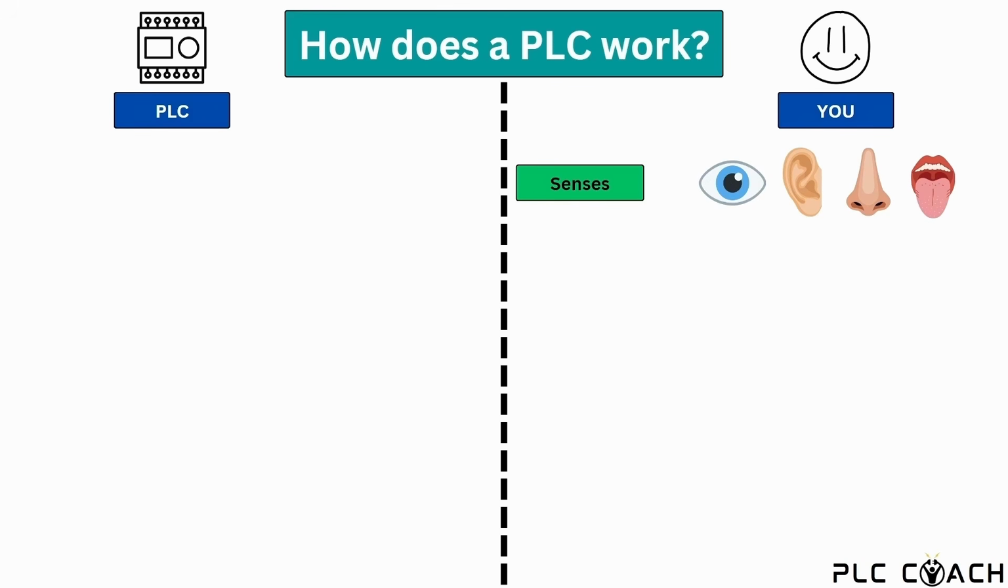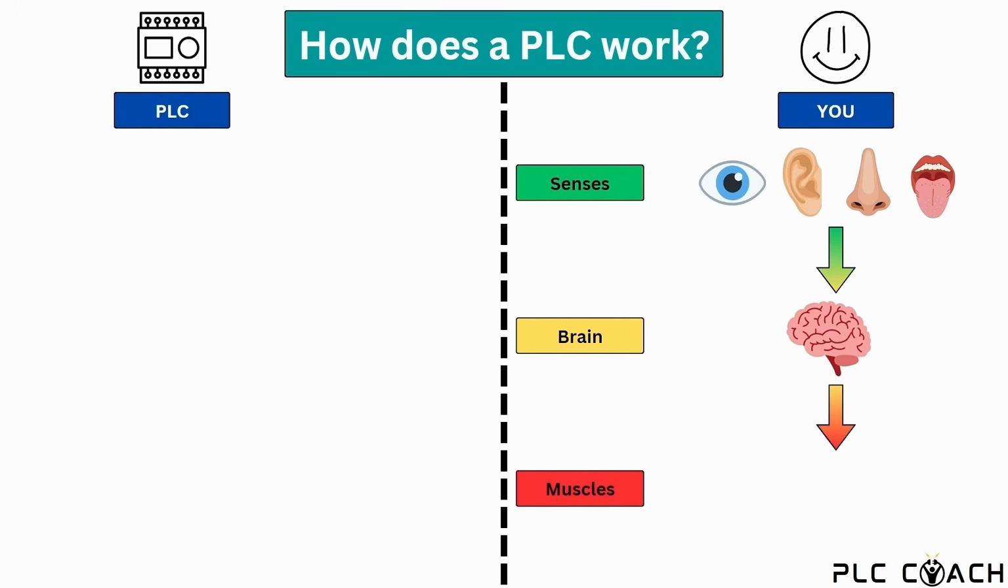Your senses collect data about the environment and send it to your brain. Your brain processes these data. Depending on your inner programming, the brain decides if it's necessary to move a muscle or not.